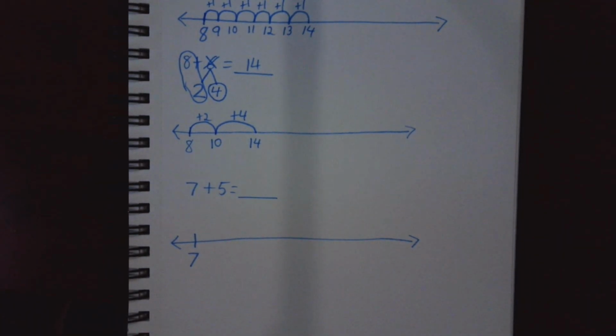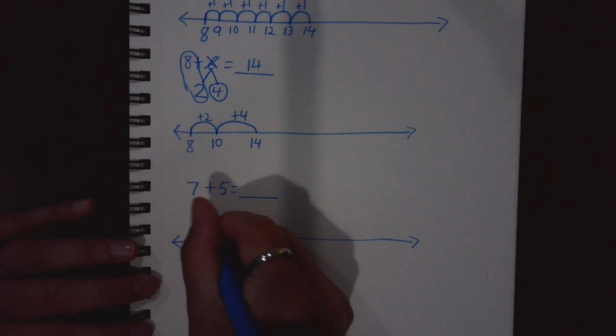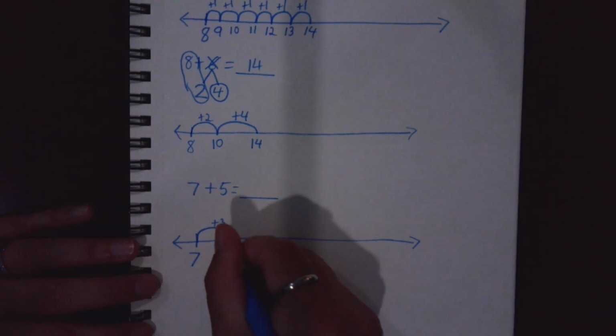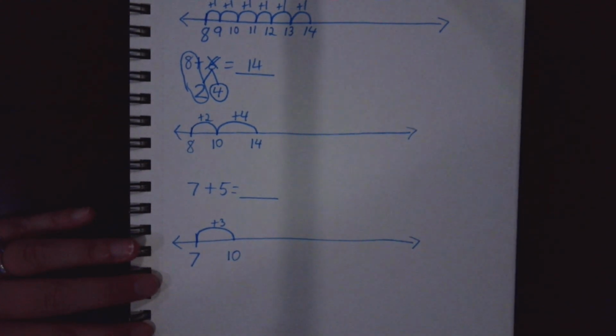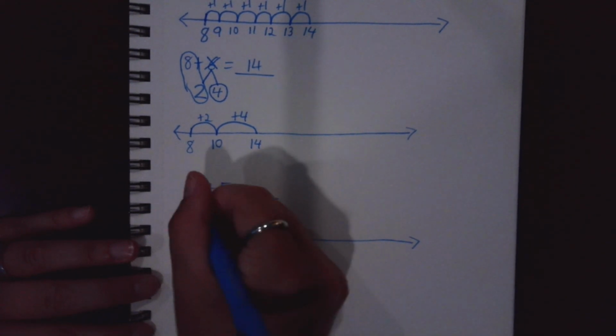Okay guys, so we have to know those friends of 10. What goes with 7 to make 10? If you said 3, you are correct. So my first hop is going to be 3. And that gets me to 10. Okay? So mentally I'm thinking I took the 3 out of the 5 to make this 10.